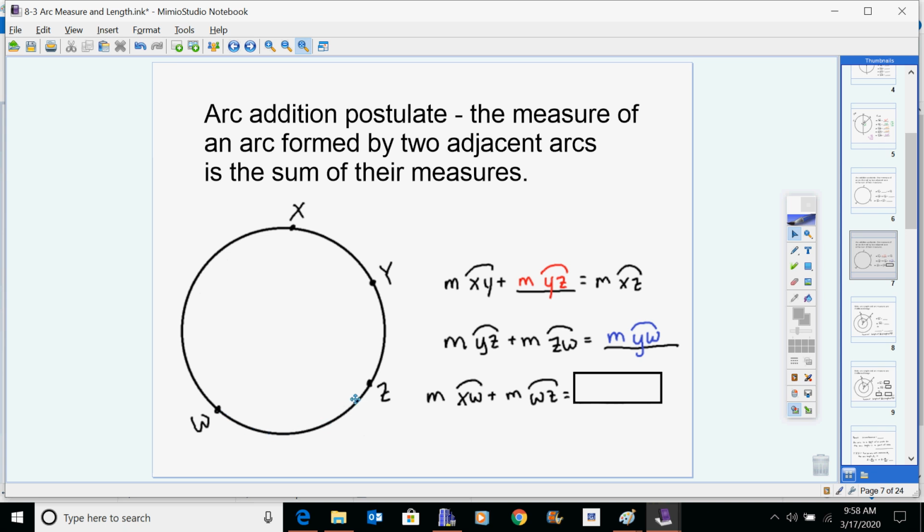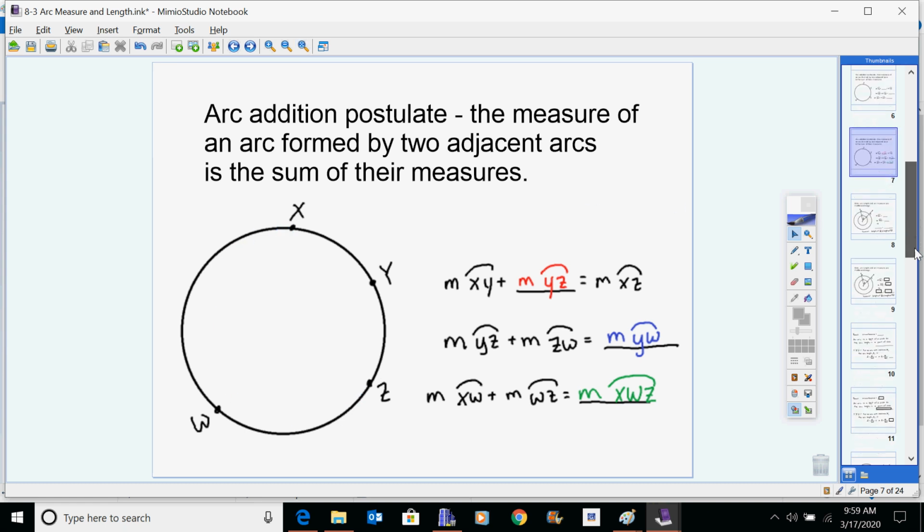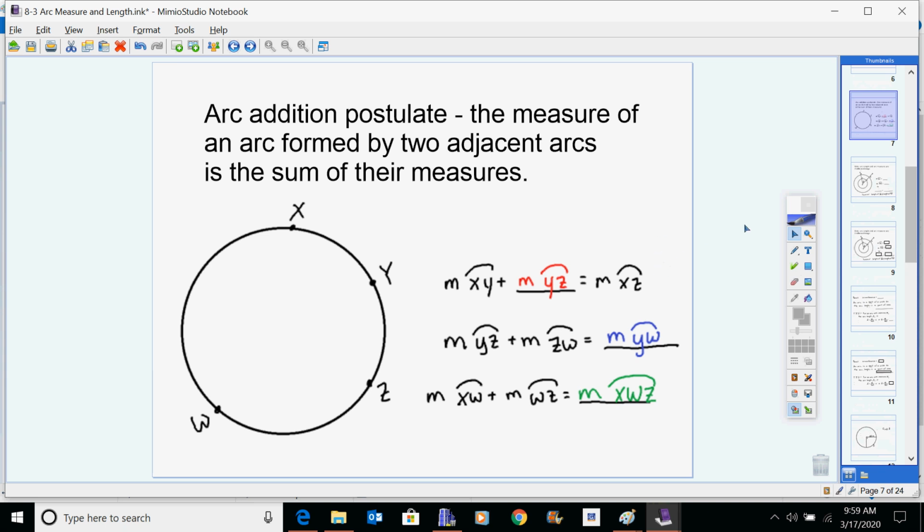that would be the measure of arc XWZ. Happening to be a major arc, you do need to not just say XZ, because that would go the shortest distance. It's XWZ, so you kind of have to have a bit of a visual on that. We need to talk about some of the finer points in this.